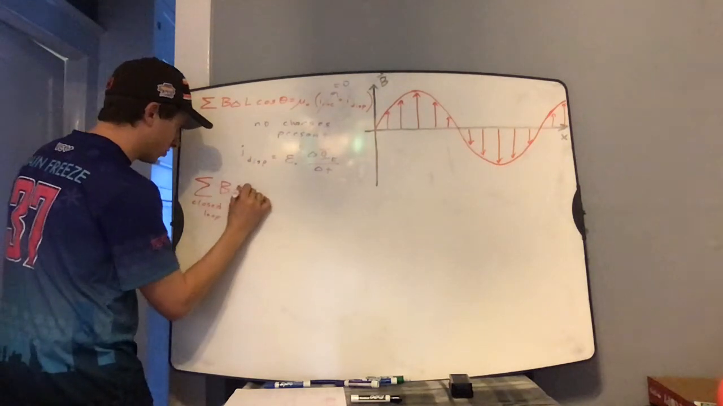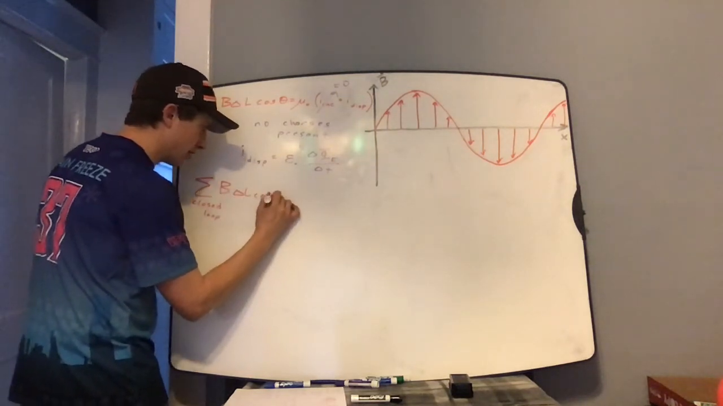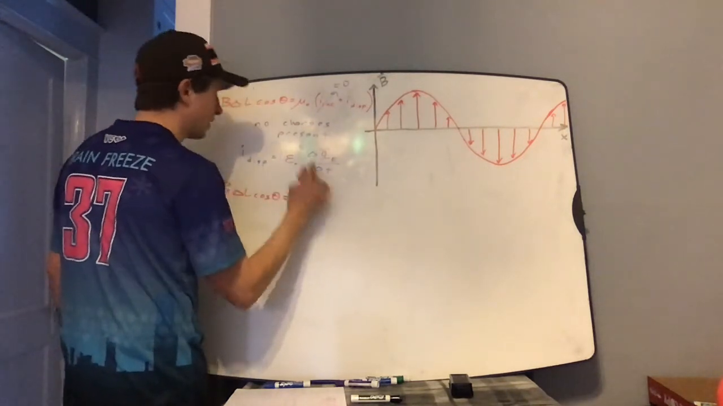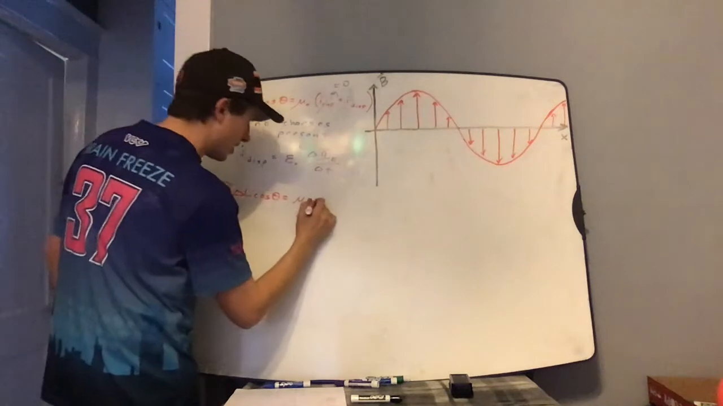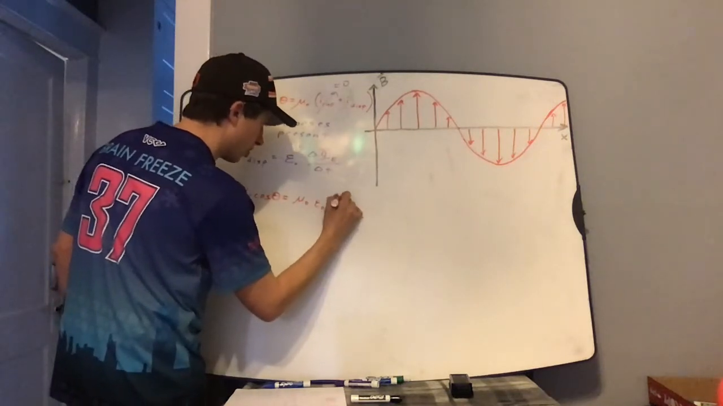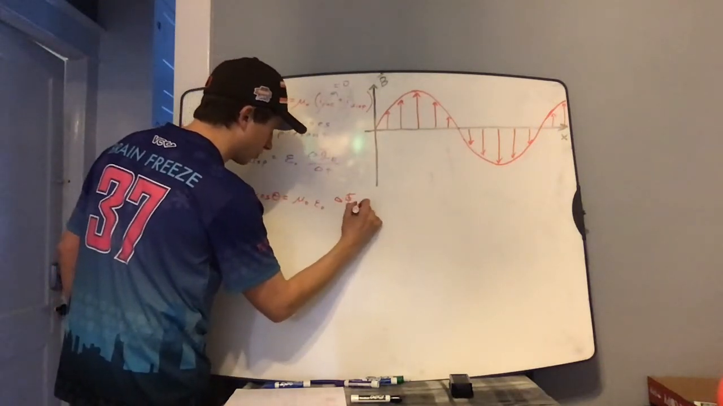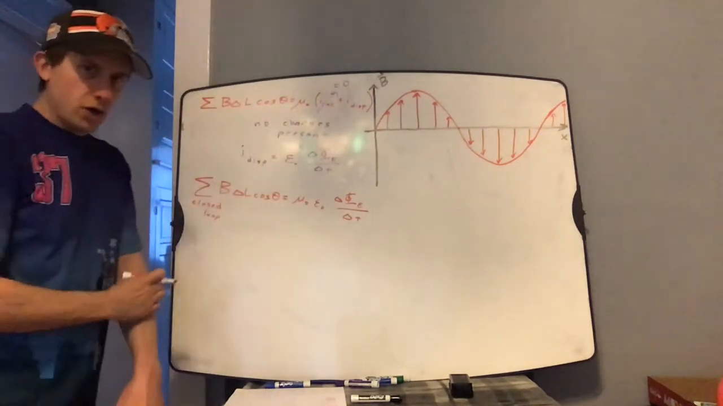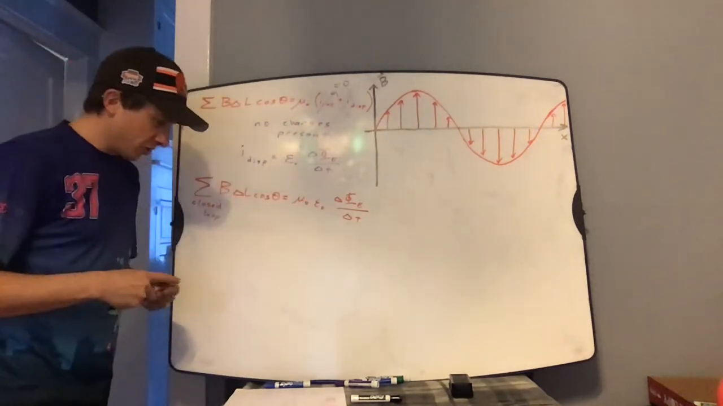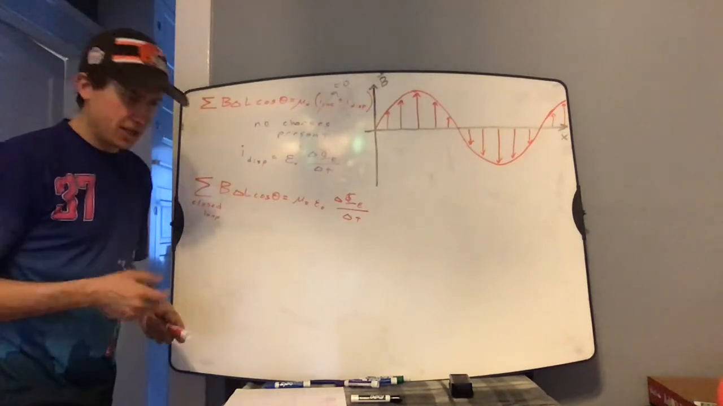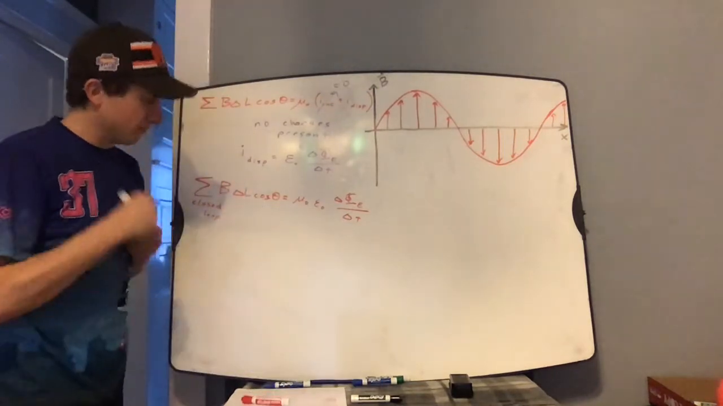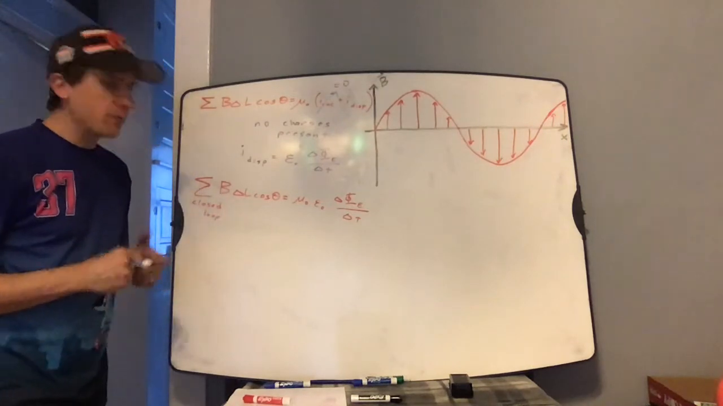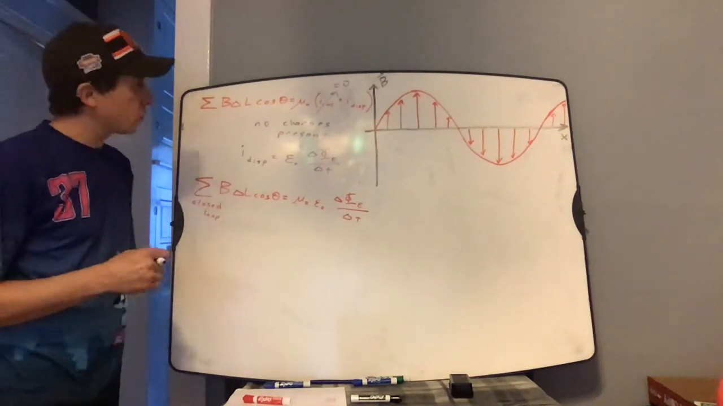B delta L cos theta is equal to mu naught times 0 plus epsilon naught times the rate of change of electric flux with respect to time. So we're going to perform a very similar analysis to what we did in the previous video with Faraday's law. So I'm going to choose a path to walk around.